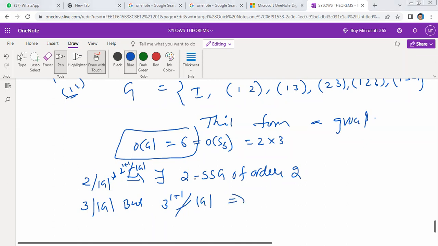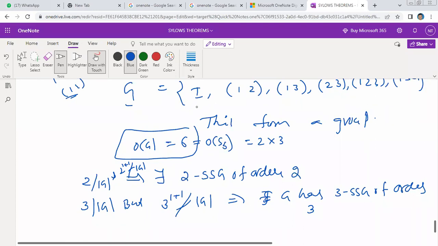By the Sylow subgroup definition, G has 3 Sylow subgroups of some order. Let me repeat once again. My group G consists of 6 elements. These are the 6 permutations, because S3 is the set of all permutations.